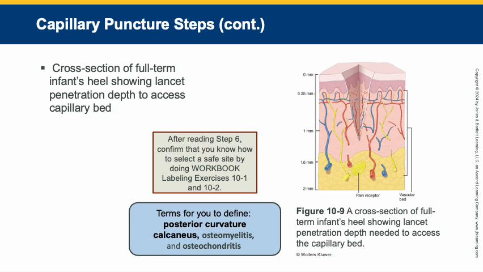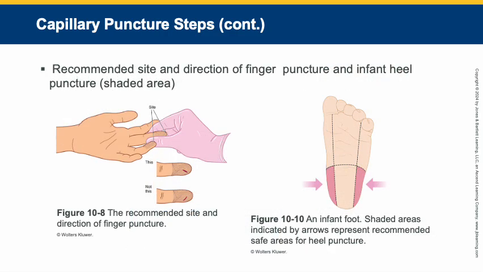This is a cross-section of full-term infants showing the lancet penetration depth to assess the capillary bed, and this is a picture of where it is acceptable to do a heel stick in a baby. See those sides on each left and right side in that fleshy part of their heel, but never get the very back of their heel due to that problem with hitting the bone. Then also look on the left side at the recommended site and direction of finger puncture. See, you're on the fleshy part, perpendicular to the fingerprints, but kind of over to the side.